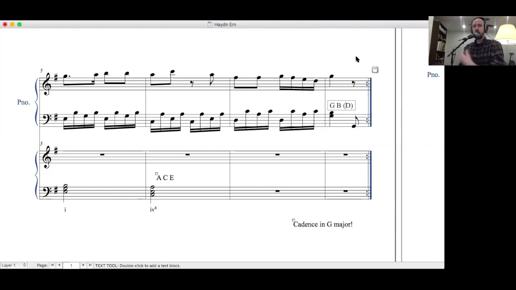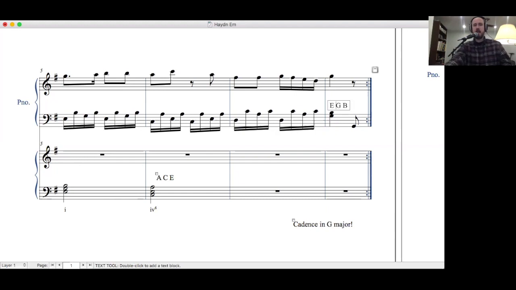Also, you're not going to leave out the root of the chord, because what's the other chord that could have G and B in it? It would be like an E minor chord, right? We've used them a lot, E, G, B. You're not going to leave the root of the chord out. That doesn't make any sense, right?